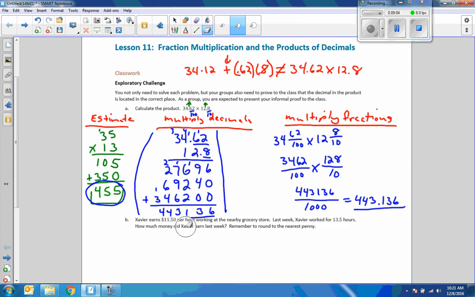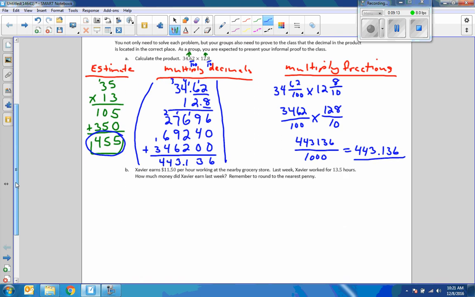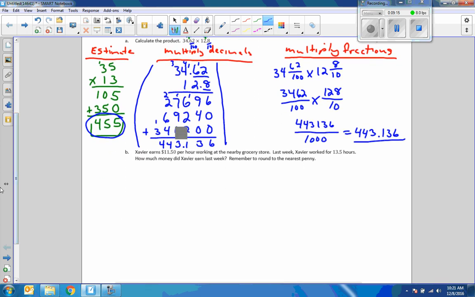Now let's try this again. Let me just erase this so it's okay. And now let's do B. So take the time in your groups. 1 estimates, 1 multiplies by fractions, 1 multiplies by decimals. Okay? Pause the video, see if you can get these solutions, and see if you can come to an agreement.